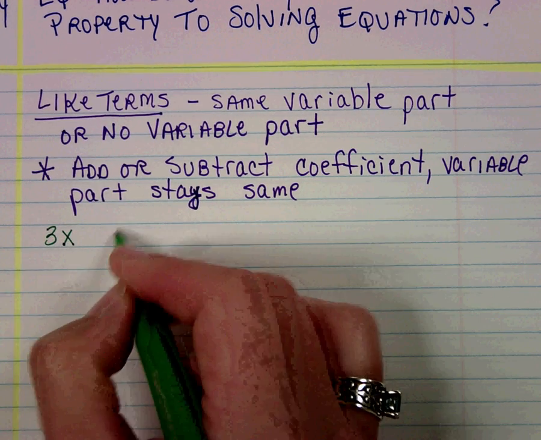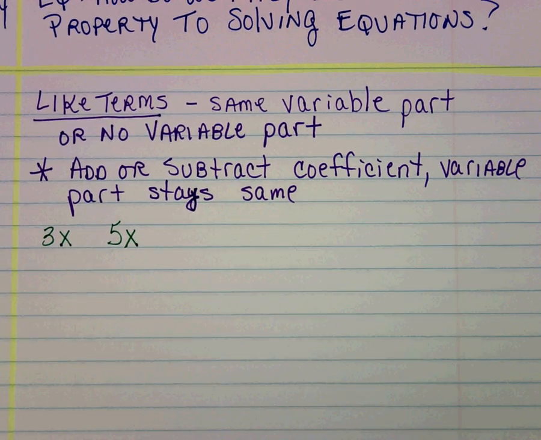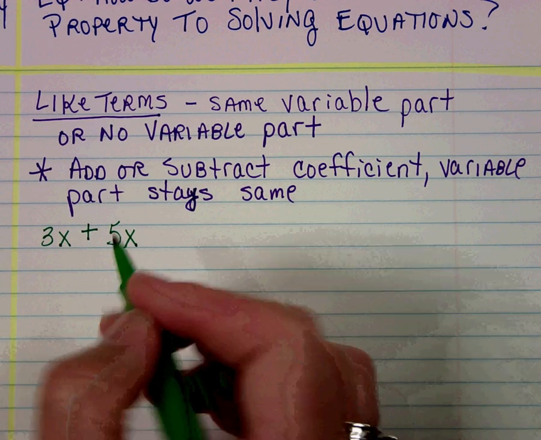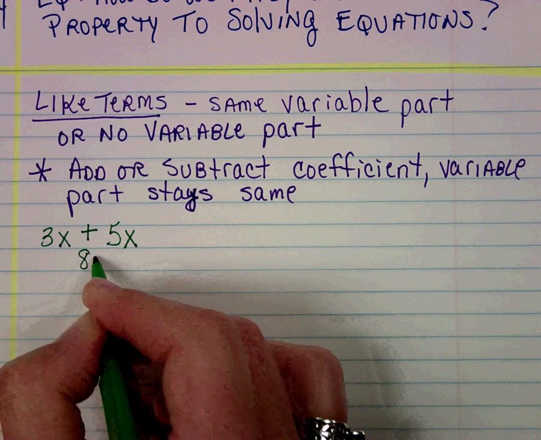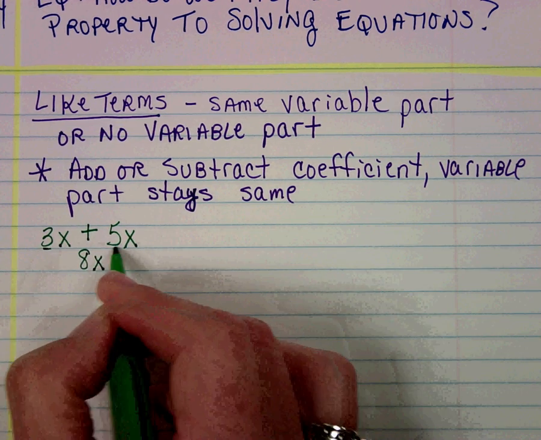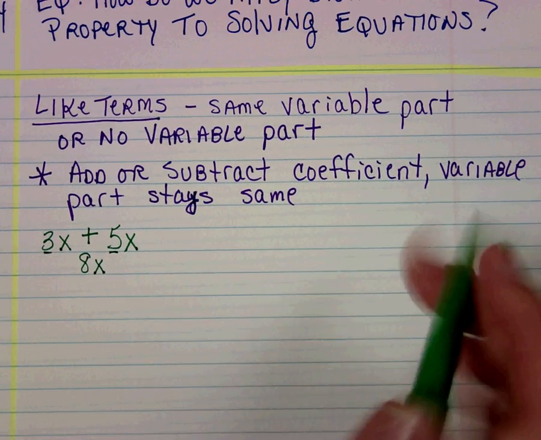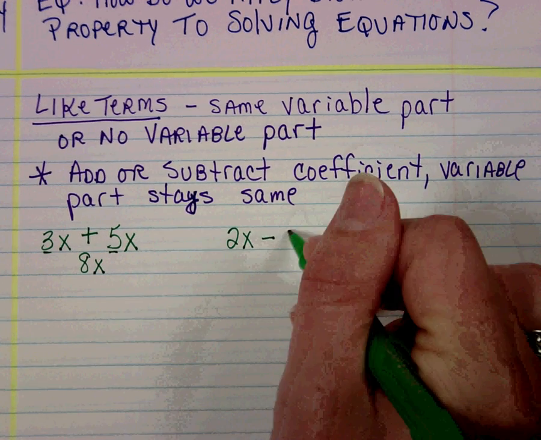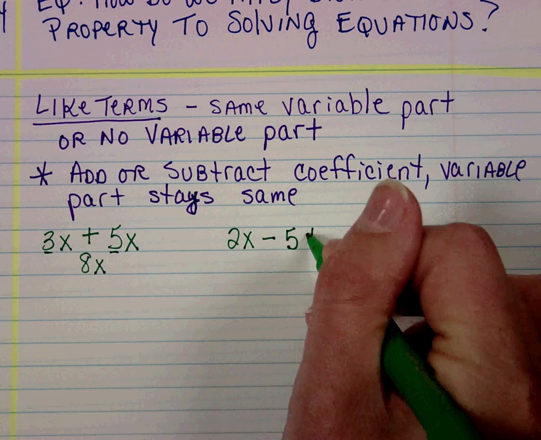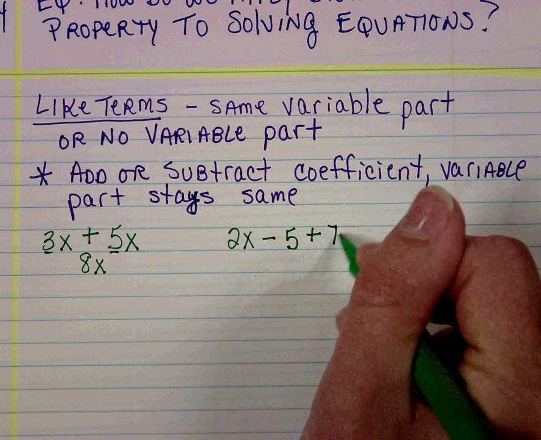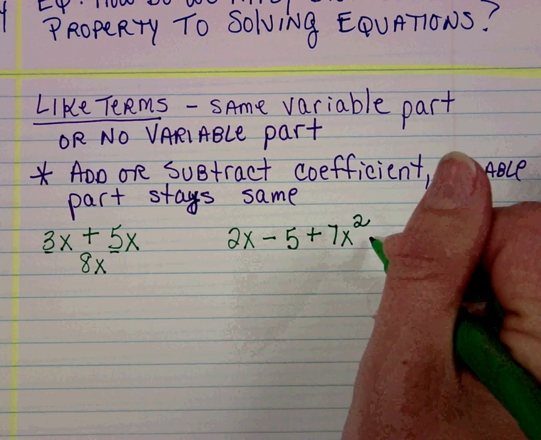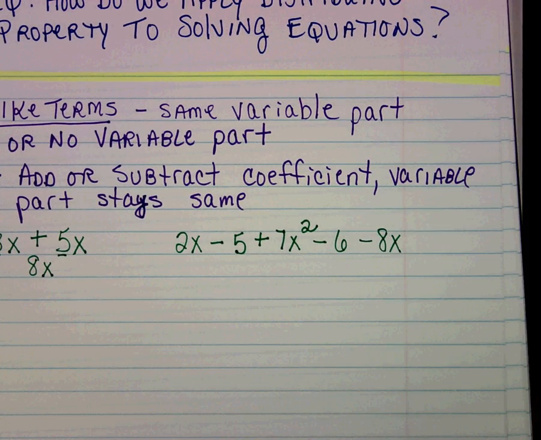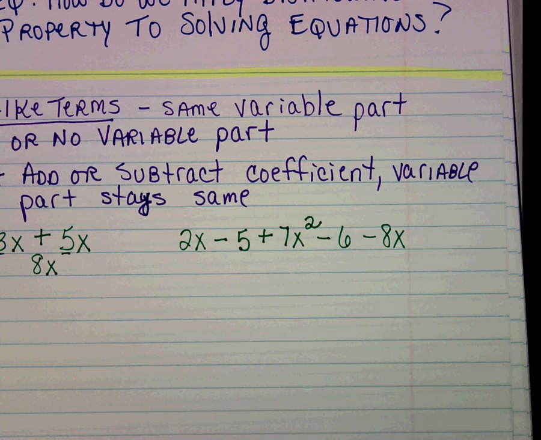3x and 5x are like terms. If my expression was 3x plus 5x, that would simply be 8x. All we did was add the 3 and the 5. Another example, 2x minus 5 plus 7x squared minus 6 minus 8x. I'm giving you kind of a long one because I want to look at a couple of things here.